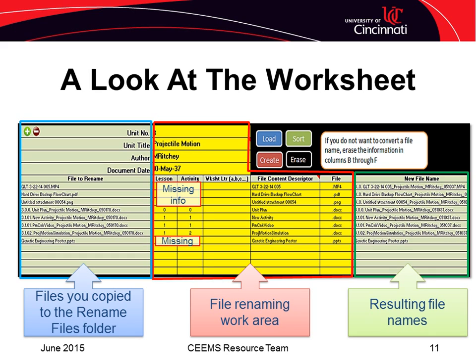In order to complete these file names, you must add more information in the yellow cells, including the lesson, activity, and worksheet information. You might also edit the unit number, title, author, creation date, and the file content descriptor if desired. It is not recommended that you change the file extension in column F, as it may cause unintended consequences when the files are renamed.